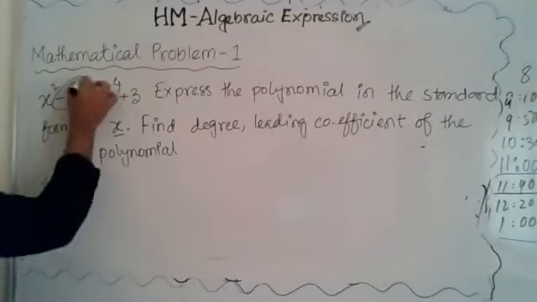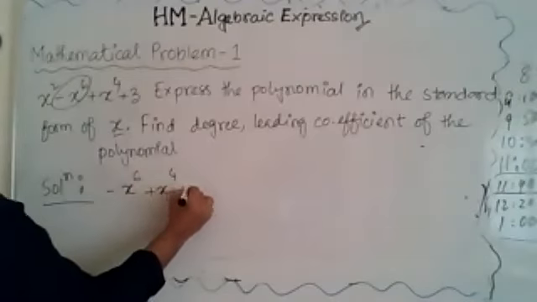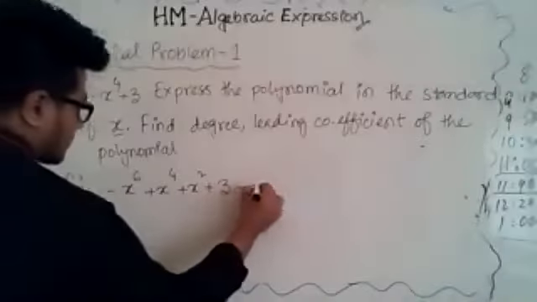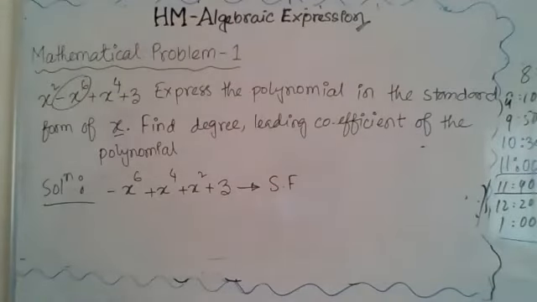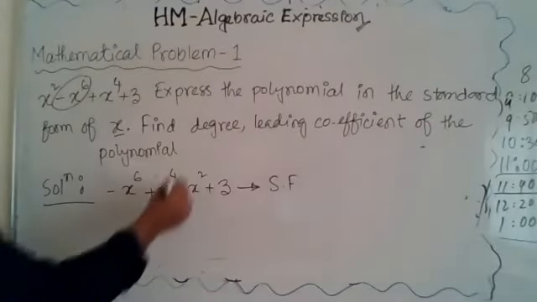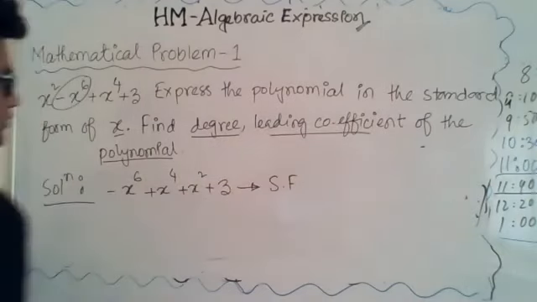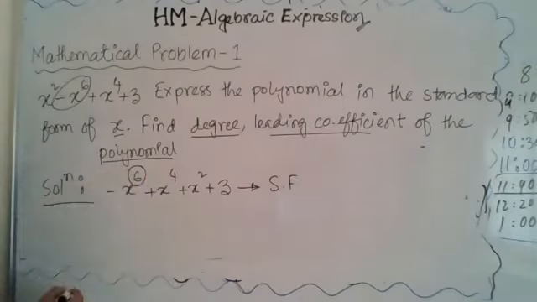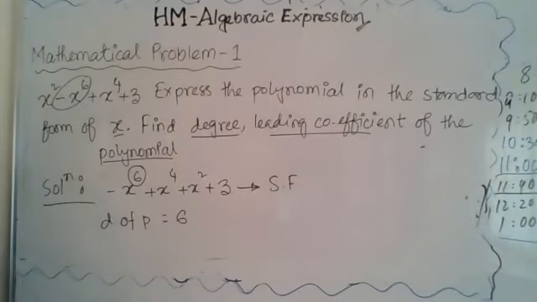So if I write in the standard form, then what will be this one? The highest power will be at first, that is minus x to the power 6, then x to the power 4, then x square, then 3. So this is the standard form, right? Okay. Standard form. I'm writing in short, you better write it in details. Then I tell you to find the degree of the polynomial and leading coefficient of the polynomial. Degree of the polynomial is the highest power, right? So degree of polynomial is equal to 6.